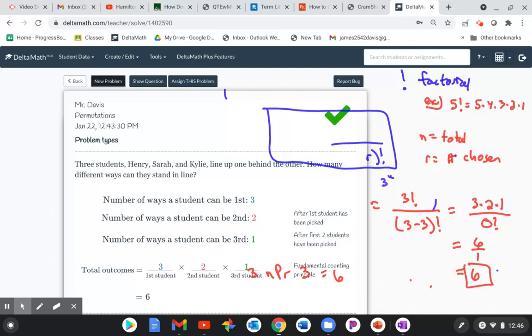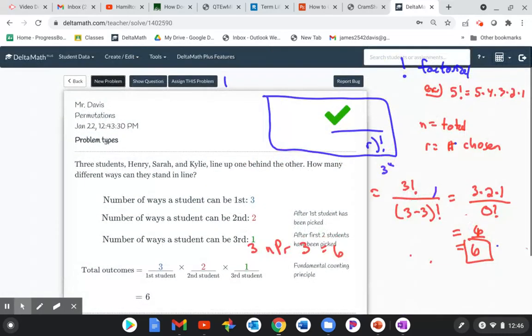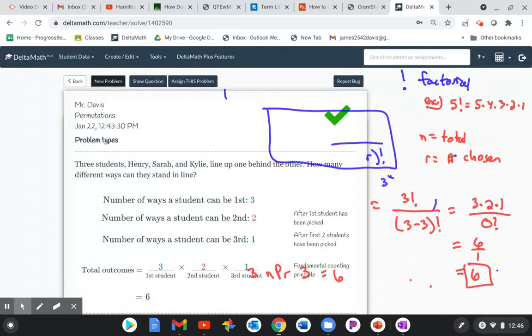So Henry has 3, Sarah has 2, Kylie has 1. So you're just multiplying these. This is actually called the fundamental counting principle. You just multiply how many options each of them have. So 3 times 2 times 1. And you get the same thing as if you were to use this permutation. That's how it all works.